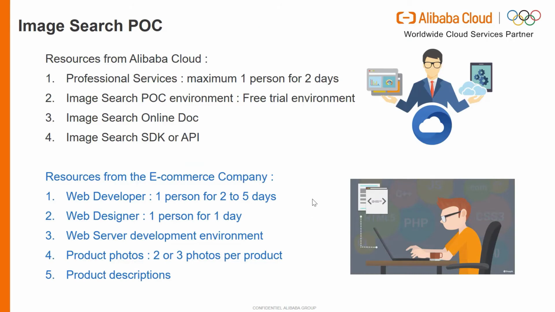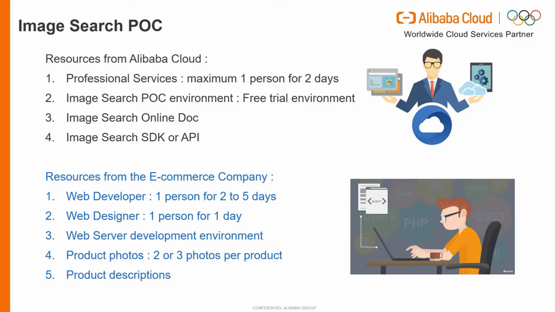Image search proof of concept is very simple in general. You may not need professional services from Alibaba Cloud side. If you have followed all the steps we have explained in the webinar, you will need a POC environment, and a free trial environment can do the job. And you may need image search online documentation, and you can download image search SDK or use directly the API. For your side, you may need one web developer for 2 to 5 days to develop the web server side, and a web designer if you want to do a nice job for the mobile application.